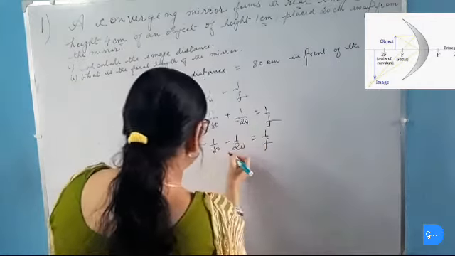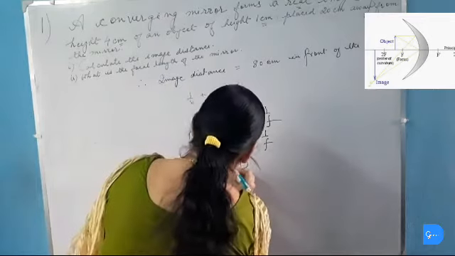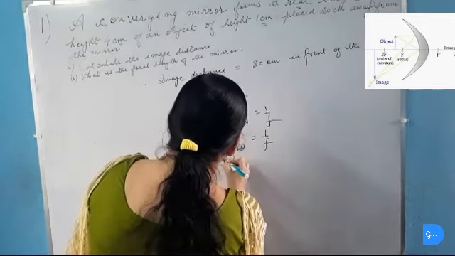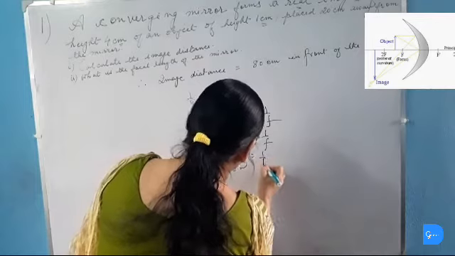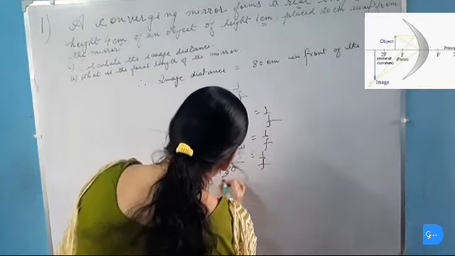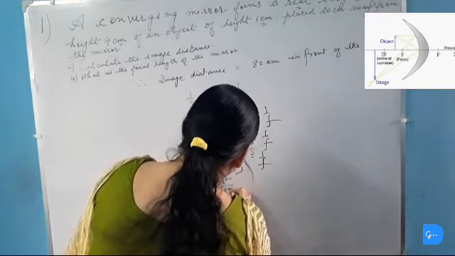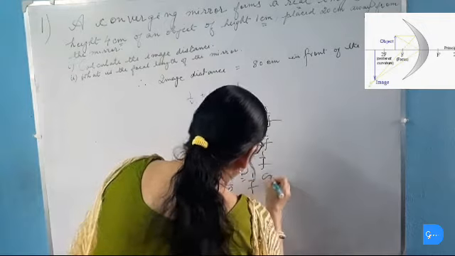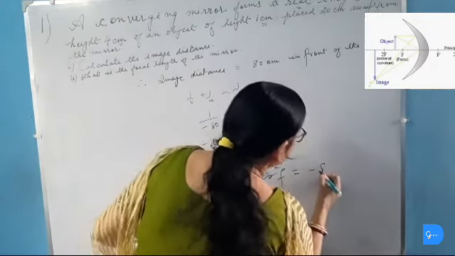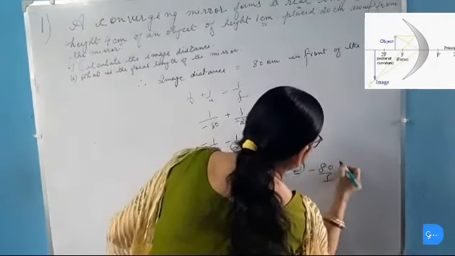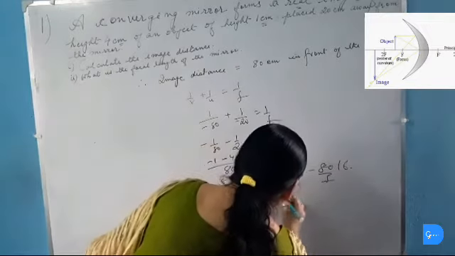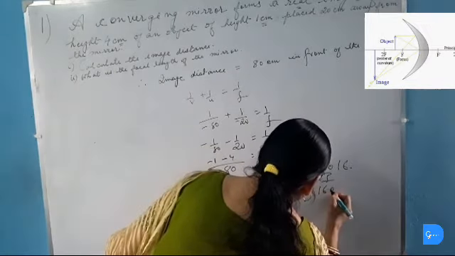We will find the LCM of 80 and 20, which is 80. Minus 1 minus 4 is equal to 1 by f, or minus 5 by 80 is equal to 1 by f, or f is equal to minus 80 by 5, which is minus 16. F is equal to minus 16.